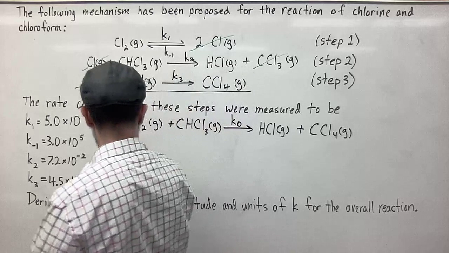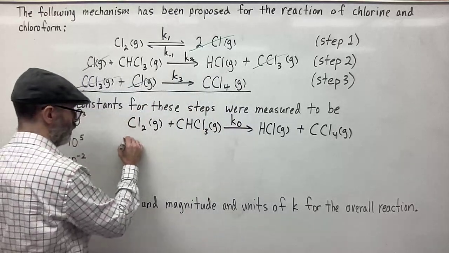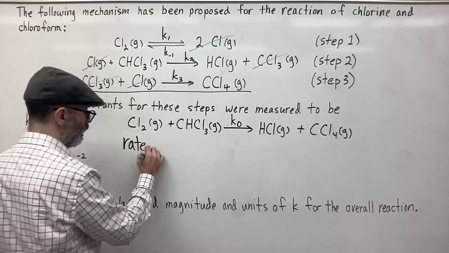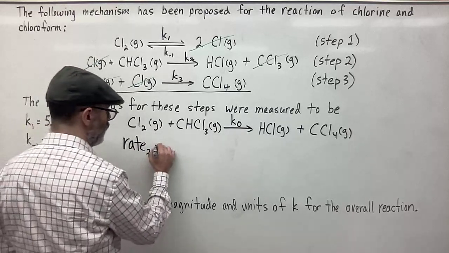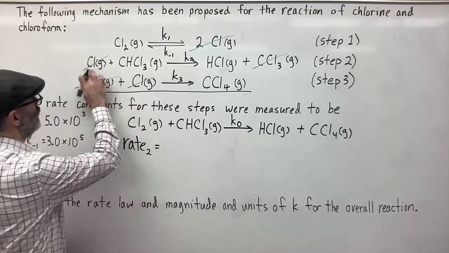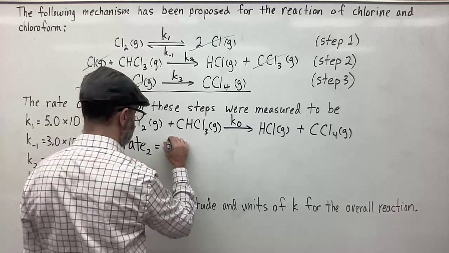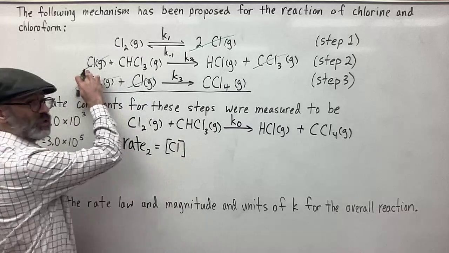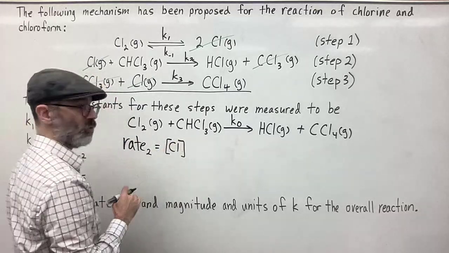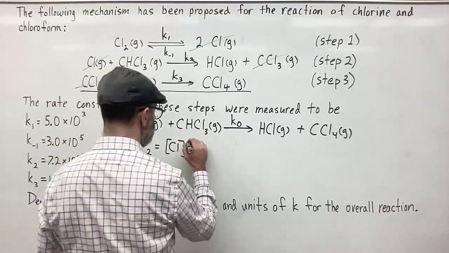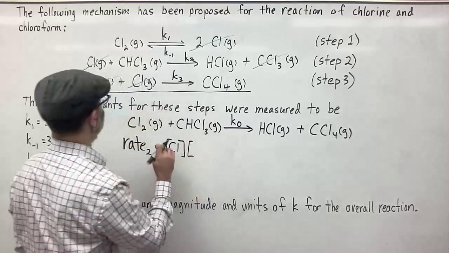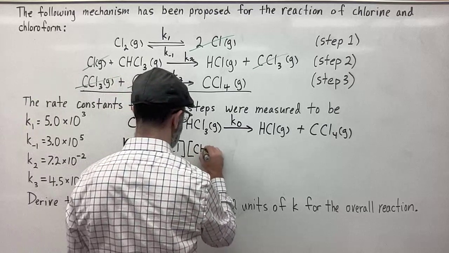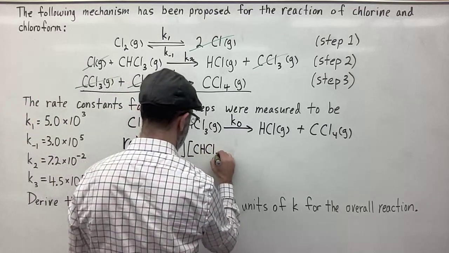So if we write the rate law for that, the rate of step 2 is equal to the concentration of Cl gas. And notice that the coefficient is 1, so the power is 1 there. And that's going to be multiplied by the other reactant, CHCl3, that's chloroform.